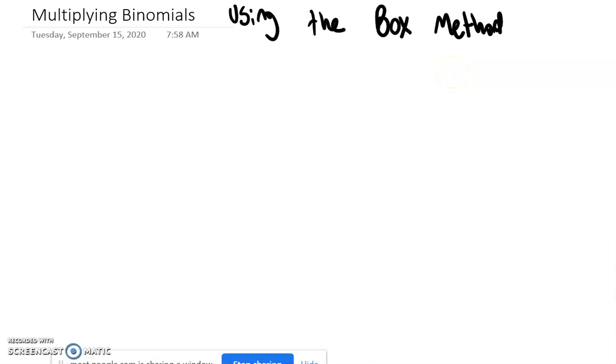All right, so box method is just a graphic organizer that helps us to organize our work. Just like when we write an English essay, we might make an outline. So it is not the answer itself, it's just a graphic organizer to help us get the answer. So let's just say that we want to do this example 1, and our instructions are to multiply.